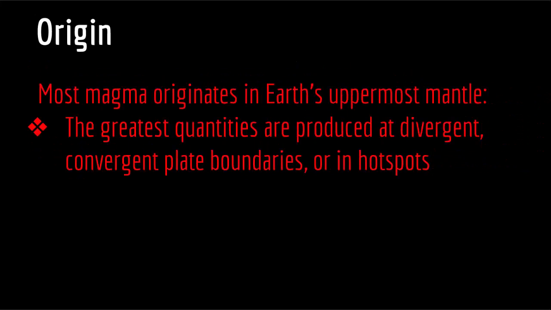Where do we get magma? Well, we get magma most of the time from Earth's uppermost mantle. The greatest quantities are produced at divergent, convergent plate boundaries or in hotspots. We get magmas in divergent plate boundaries because two plates are separating, therefore causing a decompression and making the mantle rise. In convergent plate boundaries, you have a plate going underneath another plate, and in the way you get rock to melt and rise to the surface. And in hotspots, you have magma rising from the mantle. So mostly in these areas, you get magma, or they originate mostly in these areas.